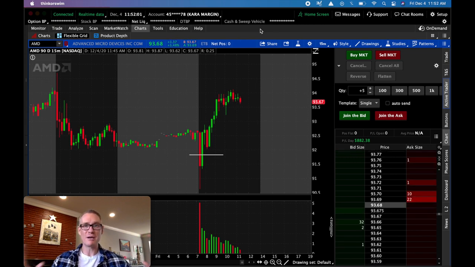Oh, this was trade 106. I forgot to mention that. Trade 106 AMD, violent push to the downside, almost plus 3R.